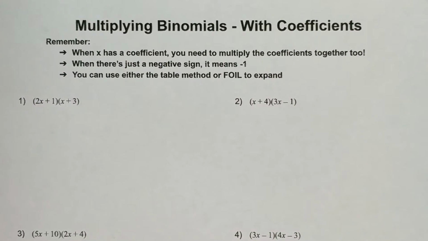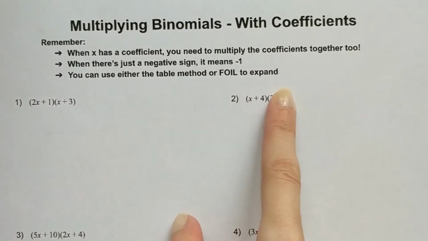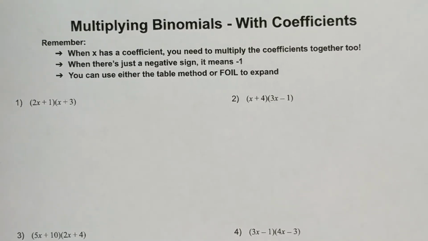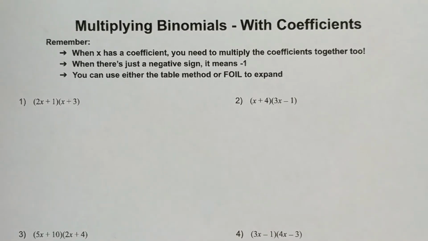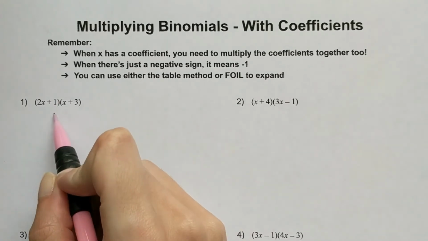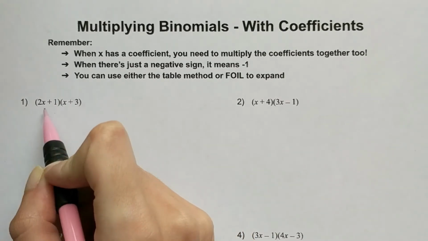And at this point in time, you can either use the table method or FOIL to expand. I'm going to let you choose based on what feels better for you. I'm only going to do one of the two ways for each of these questions here, but I am going to alternate so that you get some exposure to both of them as well. Let's start with number 1 here.